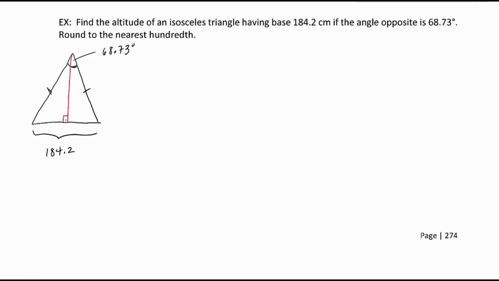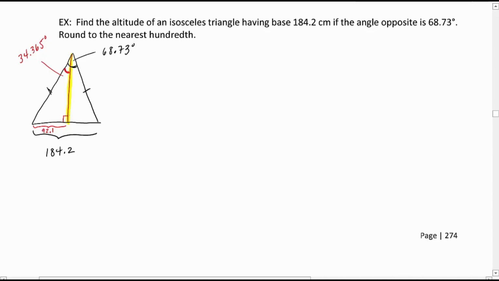A couple other things are unique to the altitude of an isosceles triangle. The altitude is going to cut the base perfectly in half. So this half is going to be 92.1, and it also cuts the angle opposite the base perfectly in half. So it's going to make this angle 34.365 degrees. And what we're trying to do now is find the height here, the altitude.